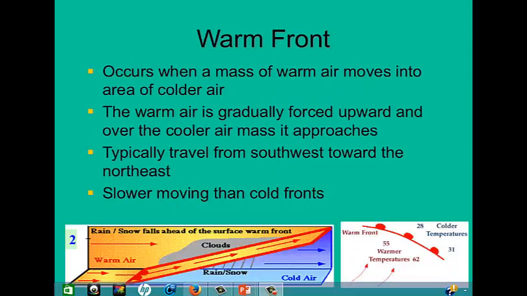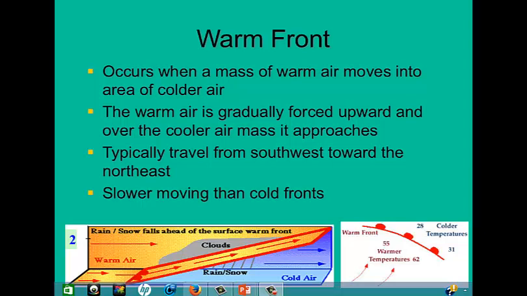The first type of front that we're going to look at is the warm front. This occurs when a mass of warm air moves into an area of colder air. The warm air is gradually forced upward and over the cooler air mass as it approaches. Typically, they travel from the southwest towards the northeast in the United States, and they are slower moving than the cold fronts. Notice in the diagram that there is a gradual slope as the warm air slowly overtakes this cold air underneath.